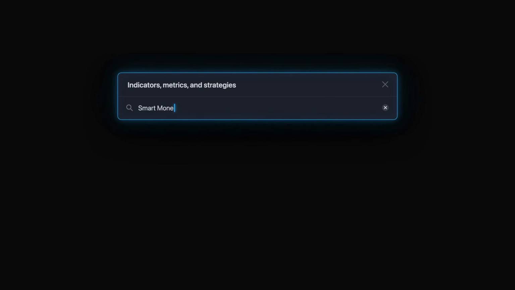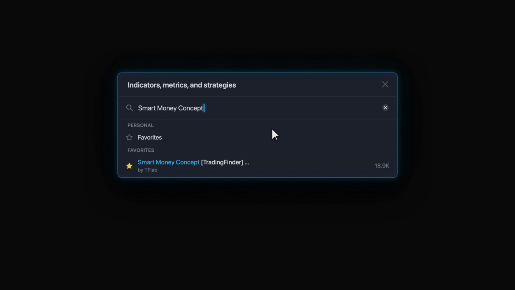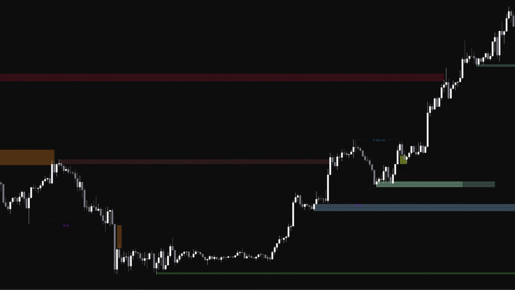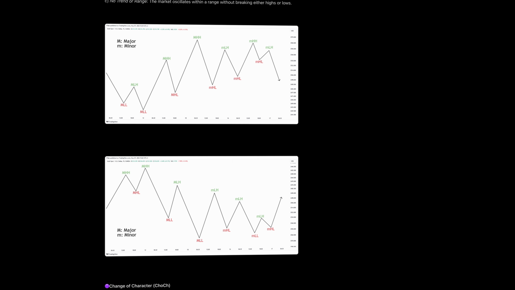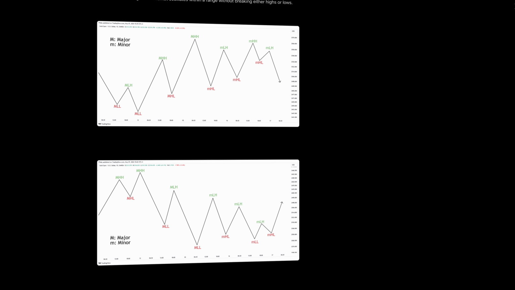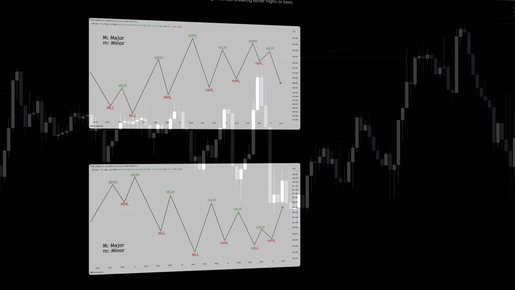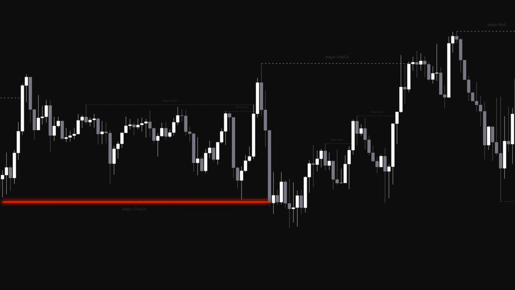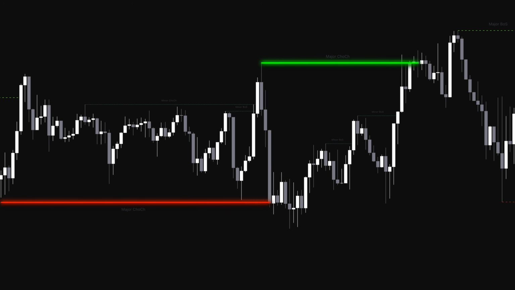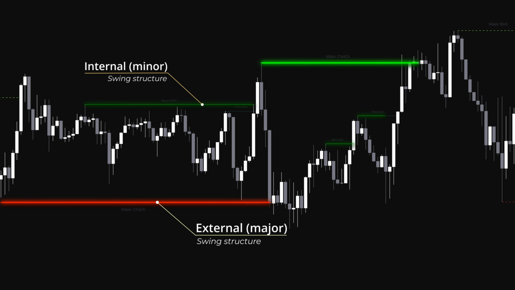Smart Money Concept, created by TFlab, is a full-featured SMC indicator covering market structure, order blocks, fair value gaps, and liquidity levels, all built from a dual zigzag engine that runs 2 parallel structure calculations simultaneously. The dual structure system is the most distinctive part of this indicator. Most SMC tools give you a single layer of BOS and CHOCH labels. TFlab separates external swing structure from internal minor structure and labels both independently on the same chart.